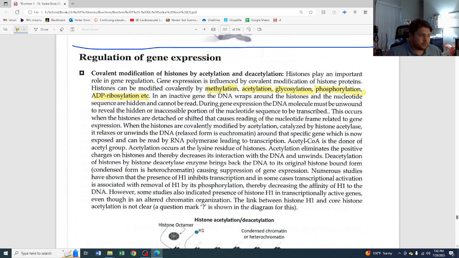So when the histones are covalently modified by acetylation, catalyzed by histone acetylase, good little enzyme to remember there, it relaxes or unwinds the DNA. The relaxed form is also known as euchromatin. And you should be familiar, this is a term that you should have learned in BCT as well. So around that specific gene, which is now exposed and can be read by the RNA polymerase, leading to transcription.